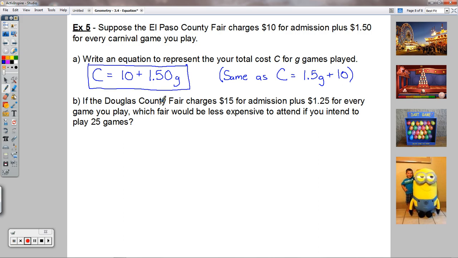So now if the Douglas County Fair charges $15 for admission plus $1.25 for every game you play, which fair would be less expensive to attend if you intend to play, wow, 25 games?